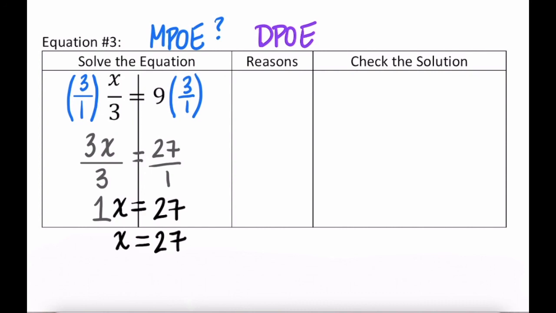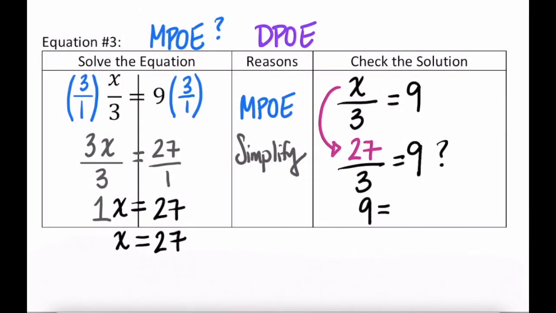So is this equation solved? Yeah, because x is by itself. So it appears that multiplication was the way to go, but the only way to be sure is to check our solution. Yes, it does. 27 divided by 3 does equal 9, which means 27 is the solution to this equation, and we used MPOE to solve.